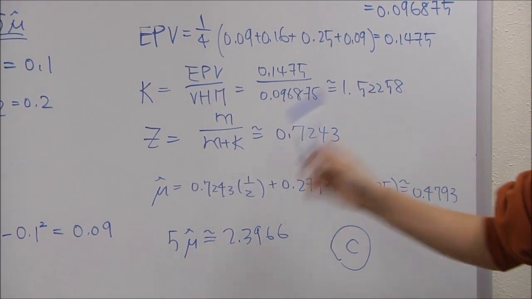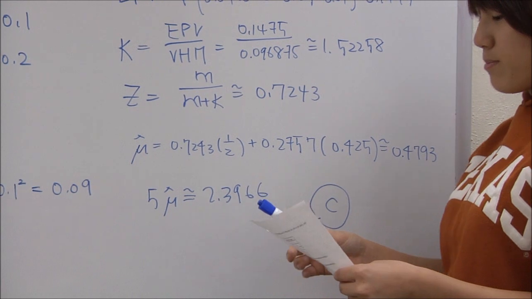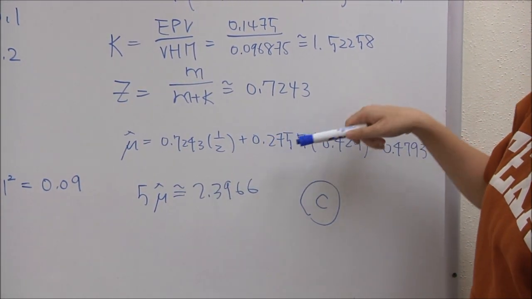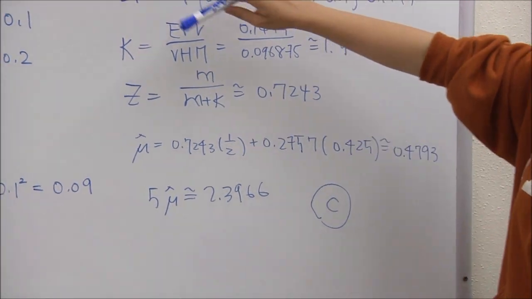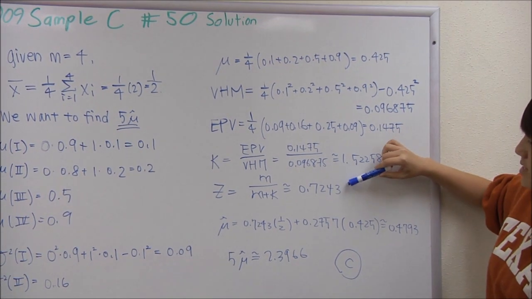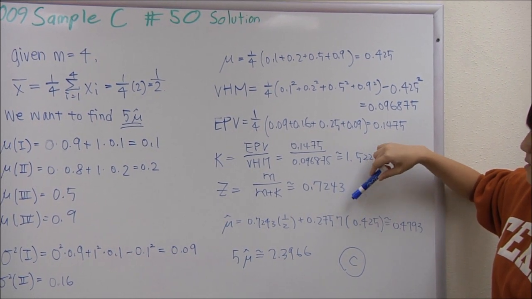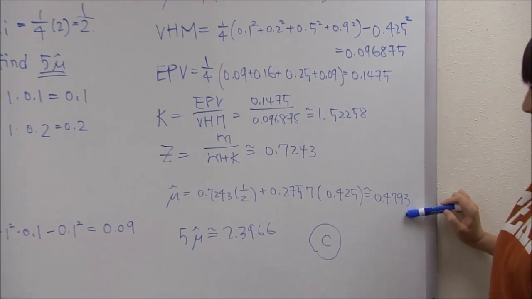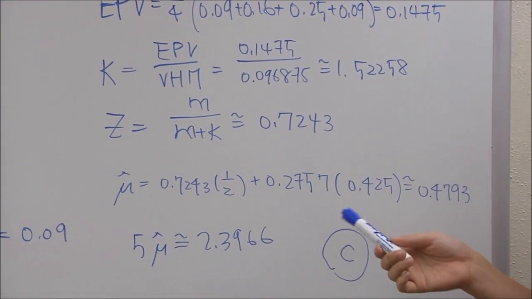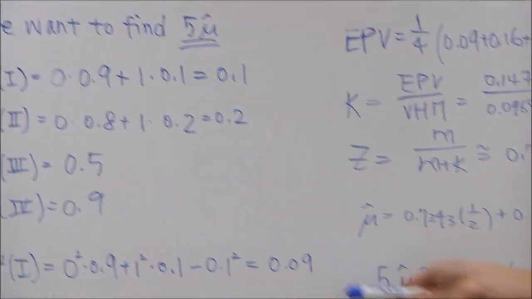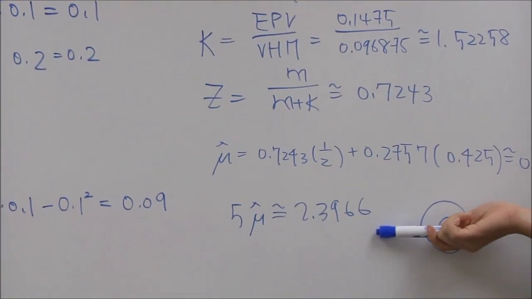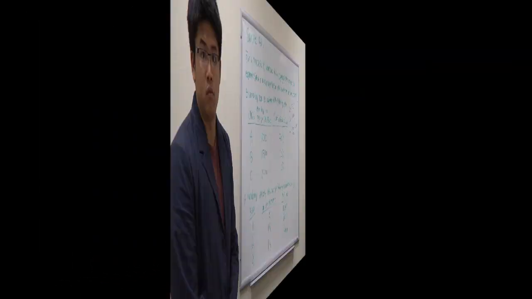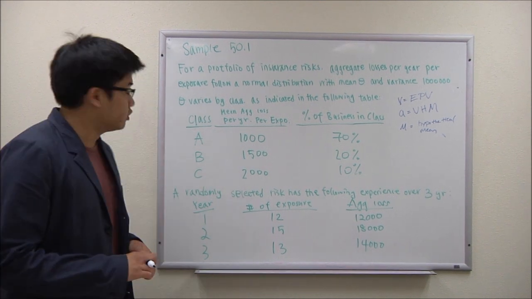And then Z is the number of exposures divided by N plus K, and you'll get 0.7243. And then mu hat is just the Bühlmann-Straub credibility. It's going to be X bar times Z plus 1 minus Z times mu, and you'll get 0.4793. And given that we're looking for 5 mu, we just times 5, it'll get 2.3966, which is answer choice C.